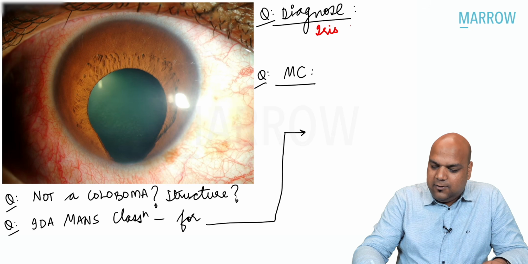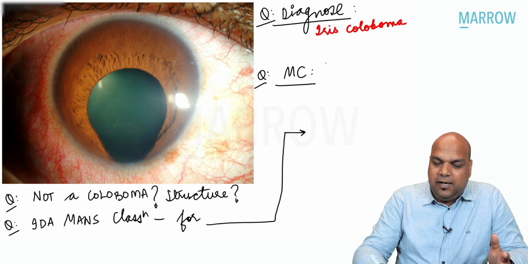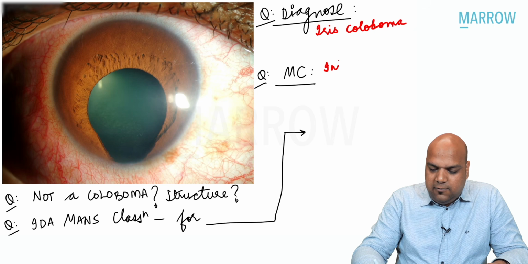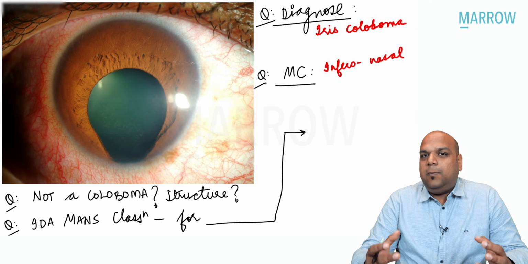That means our diagnosis is iris coloboma. The most common location for colobomas of the eye, including iris coloboma, is inferonasal. Am I clear about this? Now, where can colobomas occur in the eye?